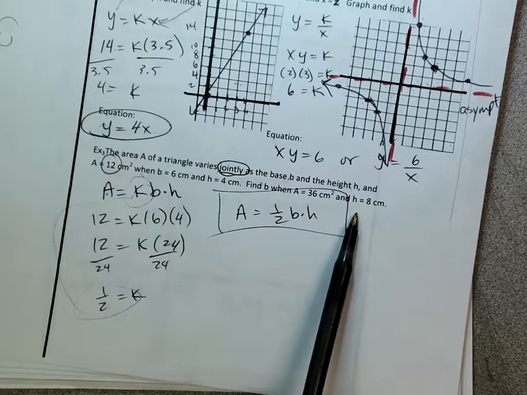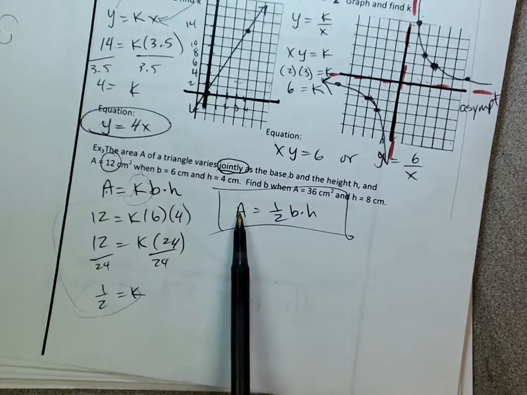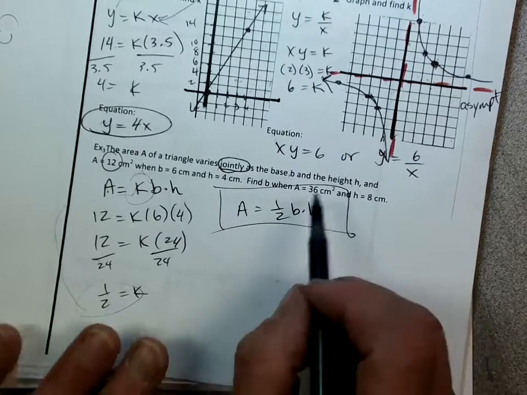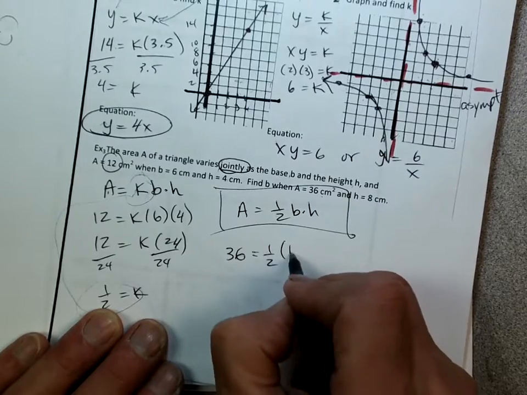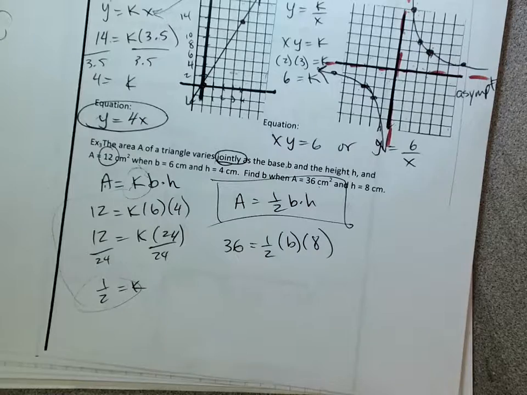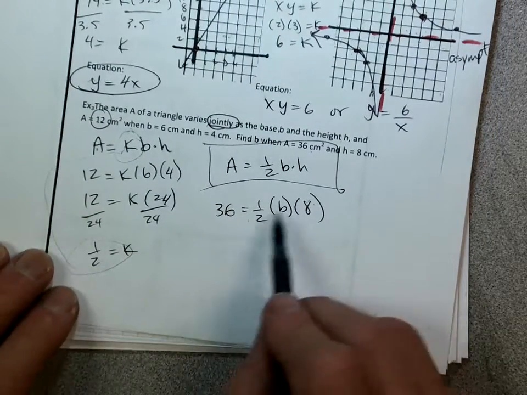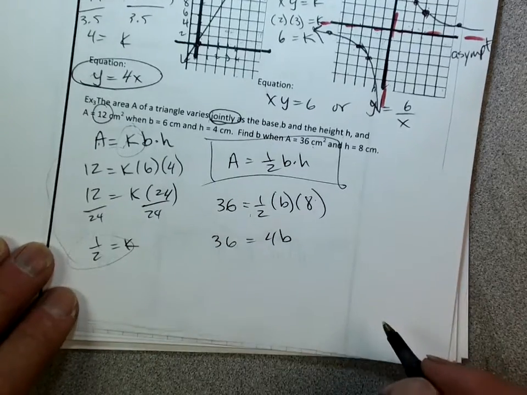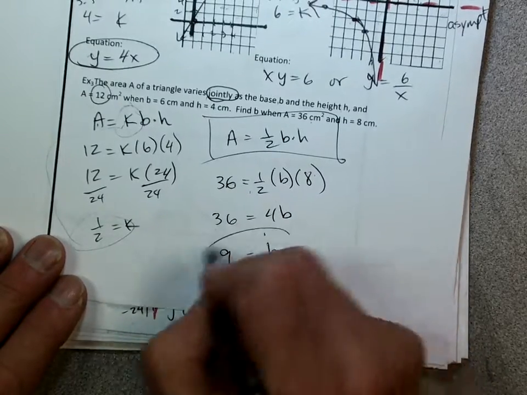So now the next thing says, okay, well, find B now when A is 36. Let's put 36 right there. And H is 8. Let's put 8 there, and we'll solve for B, okay? All right, I can do that. Put my 36 for the area. I don't know the base, but I know the height is 8, okay? And so I've got enough information in there to figure out what the base is. First, half of 8, that's easy. Half of 8 is 4, right? So I got 36 equals 4b. Divide by 4, the base has to be 9, okay?